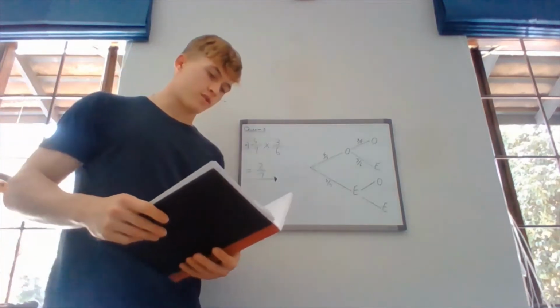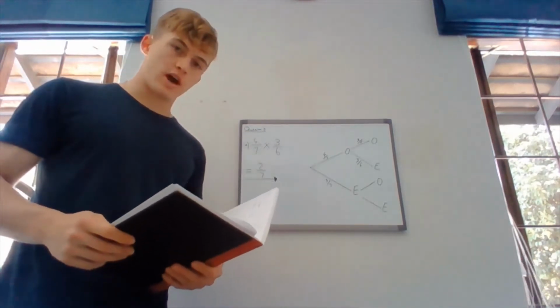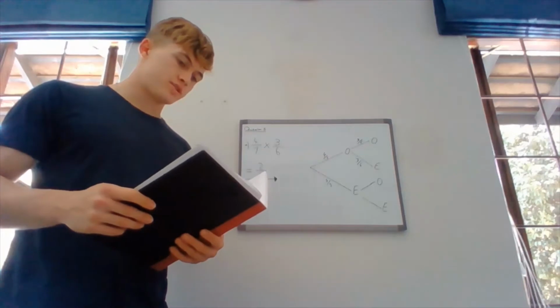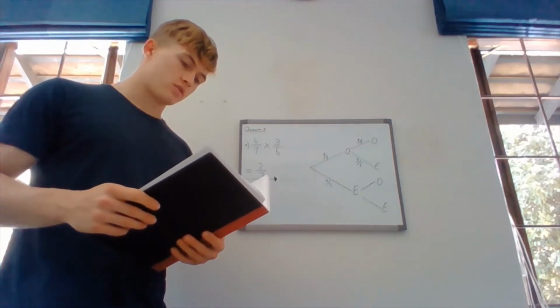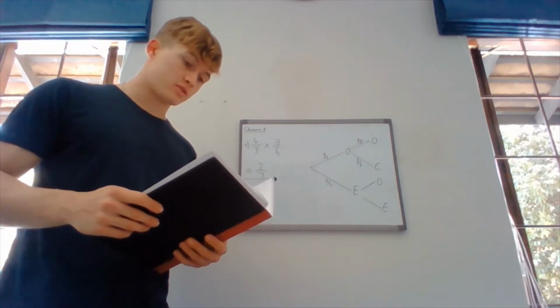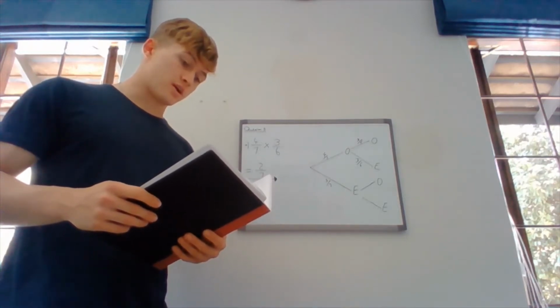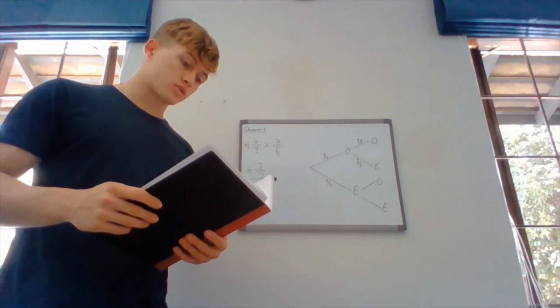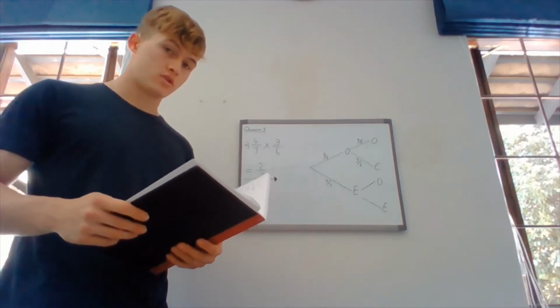So looking at the first question, question 3a, a box contains 7 cards numbered 1 to 7. 2 cards are drawn at random without replacement. Find the probability that the numbers on the 2 cards drawn out of the box give an odd product.